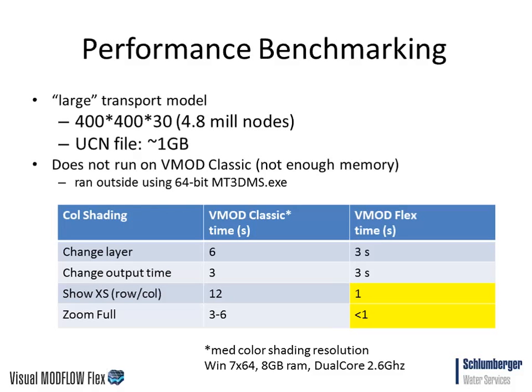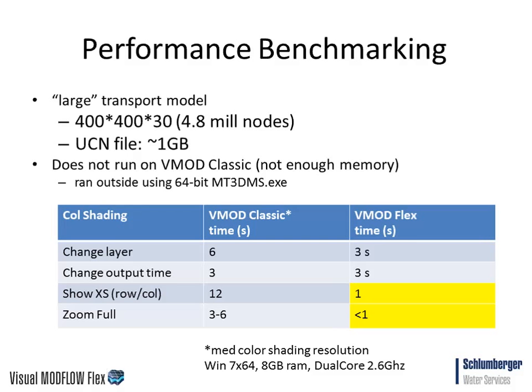So we did some additional benchmarking with a larger transport model. The resulting UCN files were 1 gigabyte. For this one in VMod Classic, we ran the MT3DMS executable outside of Classic, as I mentioned, since it wasn't possible to run it within VMod Classic. We just want to demonstrate how much better the visualization and the display and drawing times were in VMod Flex over the Classic environment.